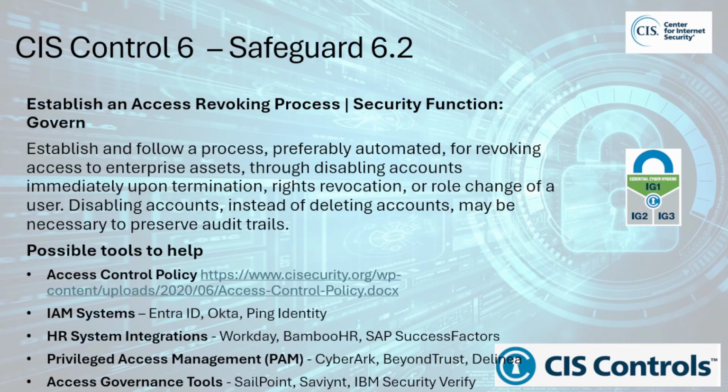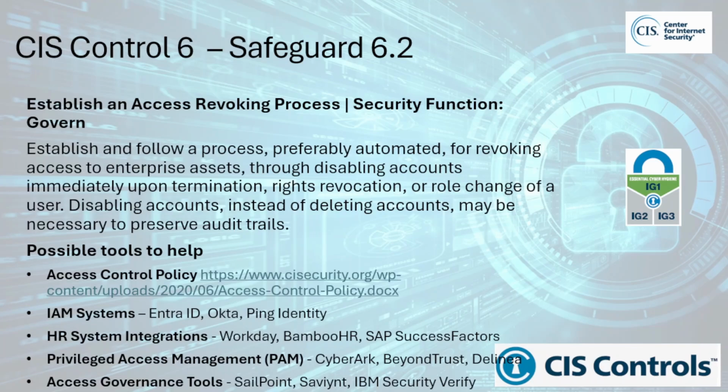Other tools include 1. Identity and access management systems such as Microsoft Entra ID, Okta, OneLogin, Ping Identity. These systems help automate deprovisioning when users leave or change roles, support policies to enforce automatic access expiration, and integrate with HR systems for role or employment status changes. 2. HR system integration. Examples include Workday, Bamboo HR, or SAP SuccessFactors. Helps trigger automated access revocation upon termination or transfer, and keep IAM tools in sync with employee lifecycle events.